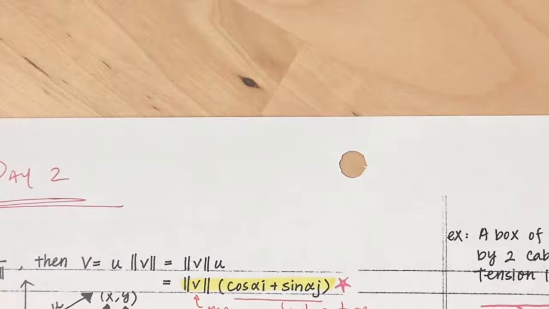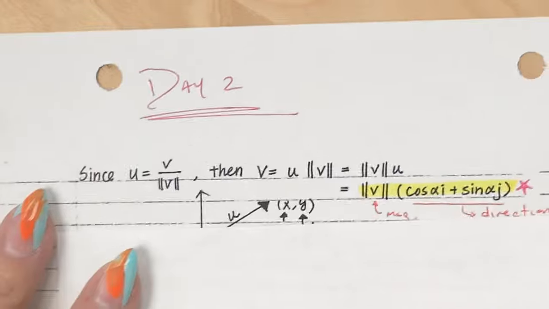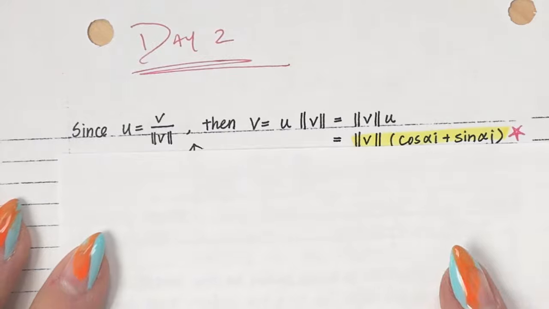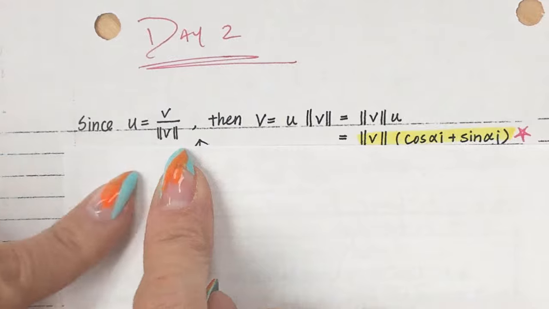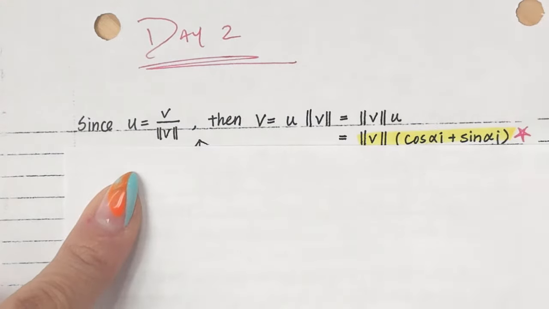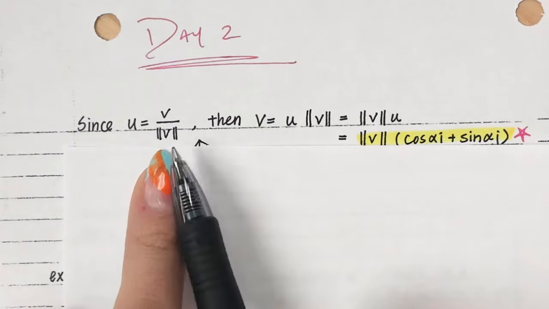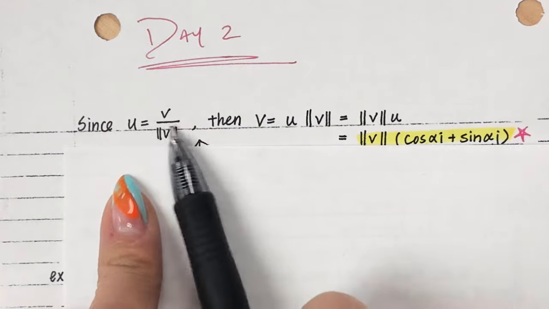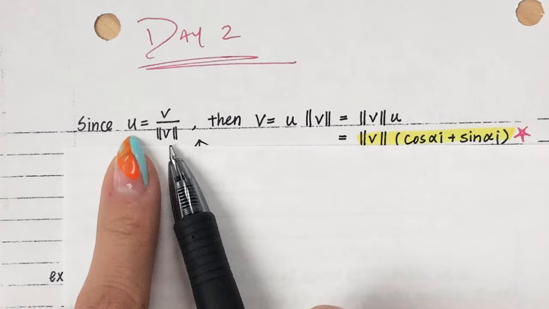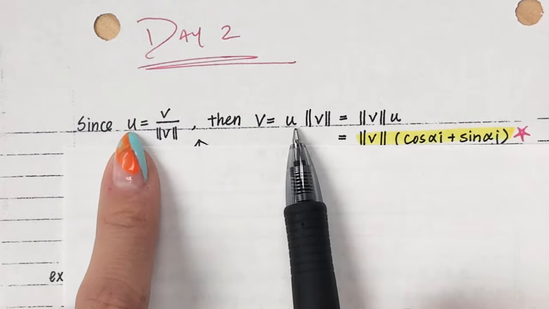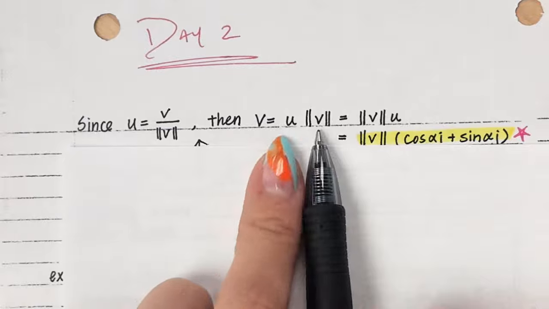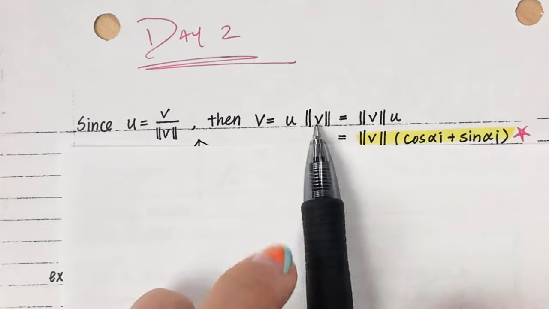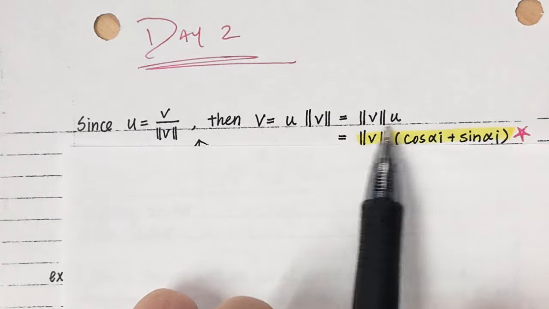Okay, day two. This is a little bit more like, ooh, okay. So day 2, it says, since the unit vector has this formula, what we could do, right? Let's think about this. What we could do is multiply both sides by the magnitude. If you multiply both sides by the magnitude, you get v equals the unit vector times the magnitude. If I rewrite this so that I'm multiplying the other way around, I would get this, right?